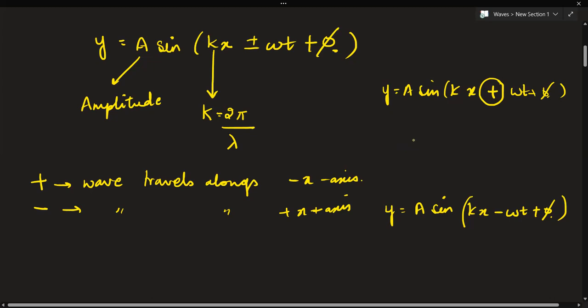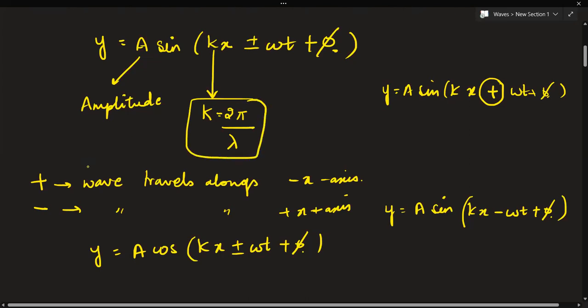So how is the SHM wave represented? A harmonic wave is represented through this equation and also through this equation: A cos(kx ± ωt + φ₀). What you have to understand is the value of k, that is 2π by λ, and where we have to use plus and where we have to use minus, because many times it is asked in the question, by looking at the equation, to identify in which direction the wave is traveling. So if the equation has a minus sign over here, then you can simply identify that the wave travels along the positive x-axis. If it is a plus sign, then it will travel along the negative x-axis. So is this basic representation clear?